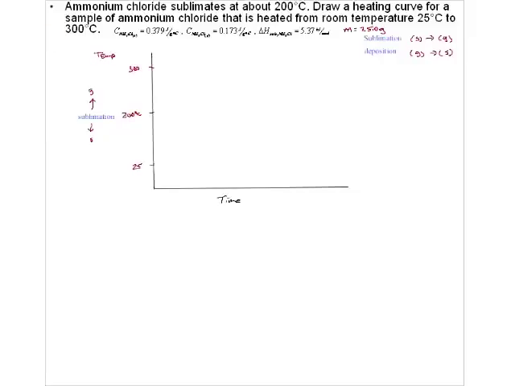So when we do our graph, we have to keep in mind that even though we're starting at 25 and we're ending at 300, we're going through a phase change. Below this, we're going to be a solid. Above that, we're going to be a gas. So our graph is going to have three regions, right?